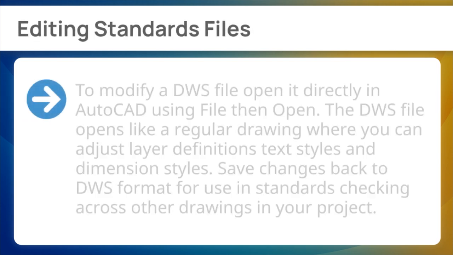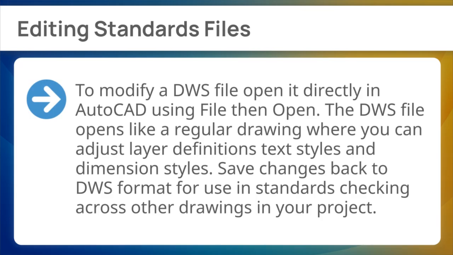Next, editing standards files. To modify a DWS file, open it directly in AutoCAD using File, then Open. The DWS file opens like a regular drawing, where you can adjust layer definitions, text styles, and dimension styles. Save changes back to DWS format for use in standards checking across other drawings in your project.